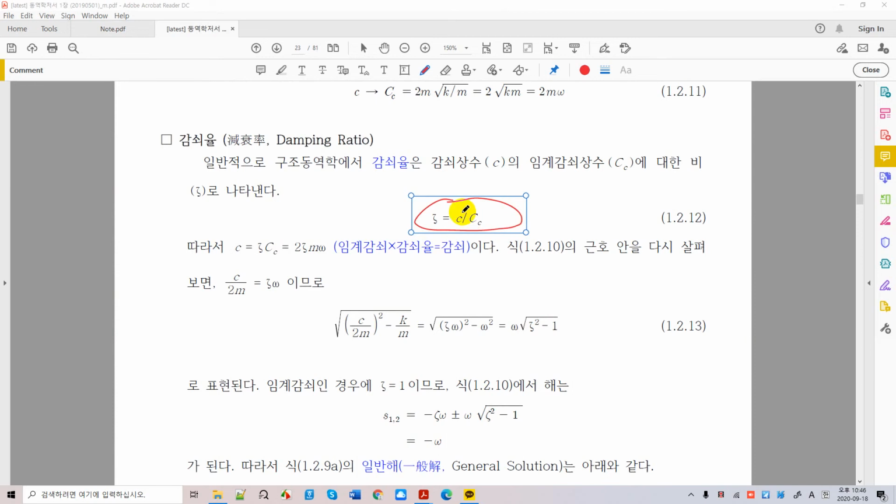Okay, take a look at the damping ratio. Damping ratio is a fraction of critical damping, as I explained. So Cc is critical damping. Again, what is critical damping? Critical damping is the damping that can make your building stop in one cycle. So this is huge damping that we don't see around us.